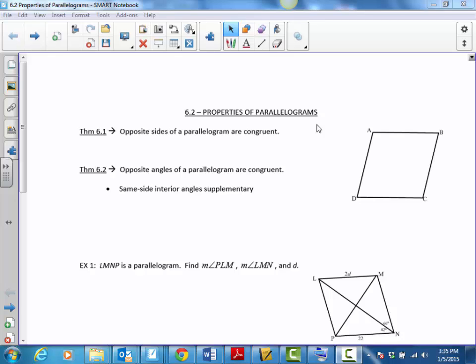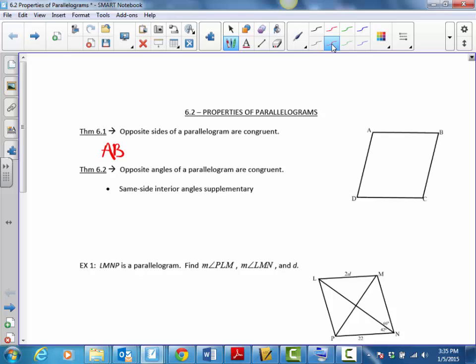Lesson 6.2, Properties of Parallelograms. Theorem 6.1 states that opposite sides of parallelograms are congruent. When I look at the parallelogram to the right, I see that segment AB is congruent to segment DC, and segment AD is congruent to segment BC. This is Theorem 6.1.